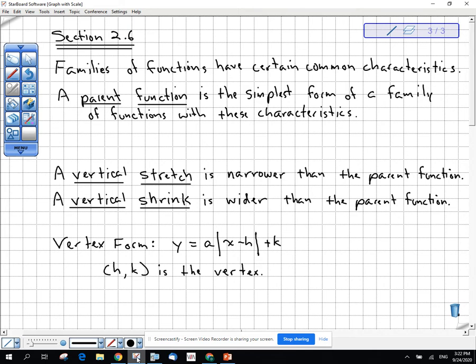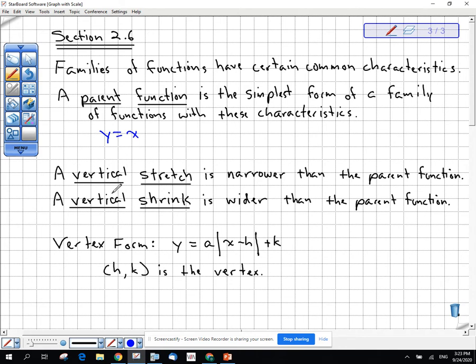Exceptions would be horizontal and vertical lines, but those aren't going to be included in parent functions anyway. The evidence of an x and a y, and there are no powers or anything like that. All lines have a group of characteristics. Well, the parent function for a line would be just y equals x.